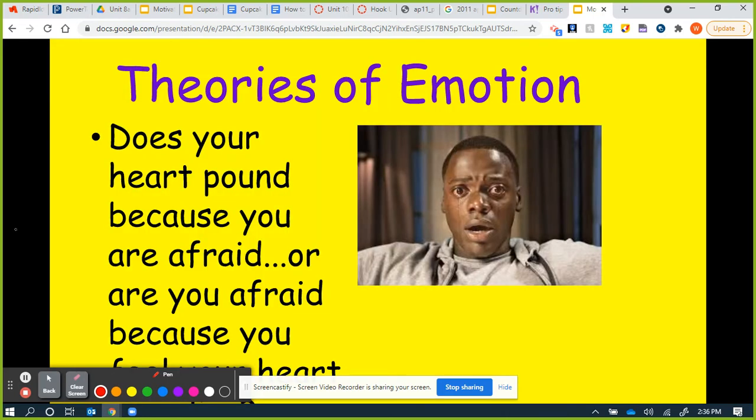So, with the theories of emotion, 4 of them. Well, 5. Really, just looking for keywords in questions about them is what you would need to do, because all of these theories explain the process of emotion differently. 2 of them are not really considered to be correct anymore, and then 2 or 3 of them, however we want to break it up, are considered to be correct.